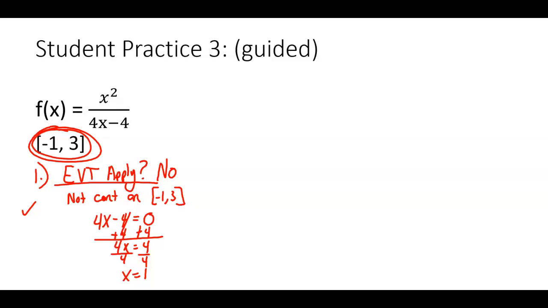Okay, but I do want to work it out just so you guys can be reviewing derivatives and things like that. So first of all, let's go ahead and find our derivative. To do that, you're going to do the quotient rule, which is low d high minus high d low. Draw a line and square below.